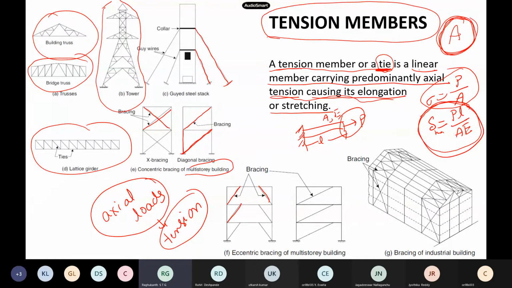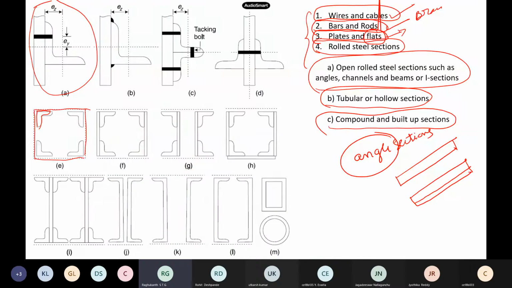Now you will see these types of tension members everywhere: in trusses, in bridges. If there is a steel bridge, you will see this type of truss structure. You will have tension members, sometimes wires basically, such as guy wires, and bracings. So in so many places you will see tension members. Last class I also told you sometimes wires and cables are used. In bridges you would have seen they are all tension only. Then sometimes bars and rods we also use.